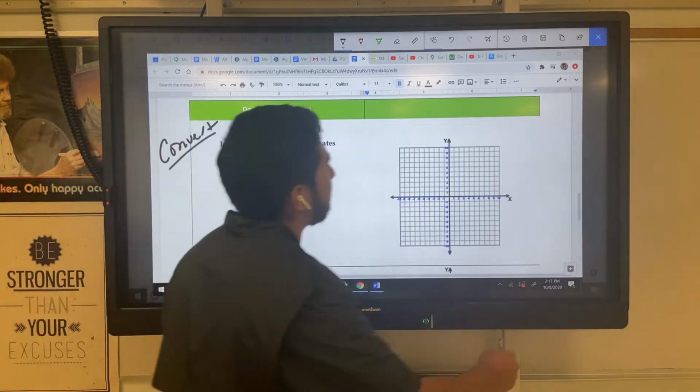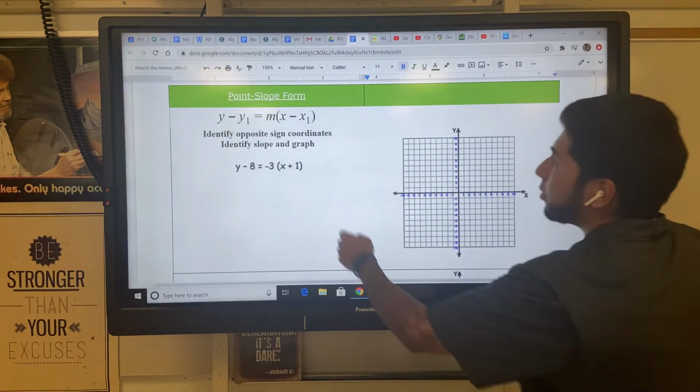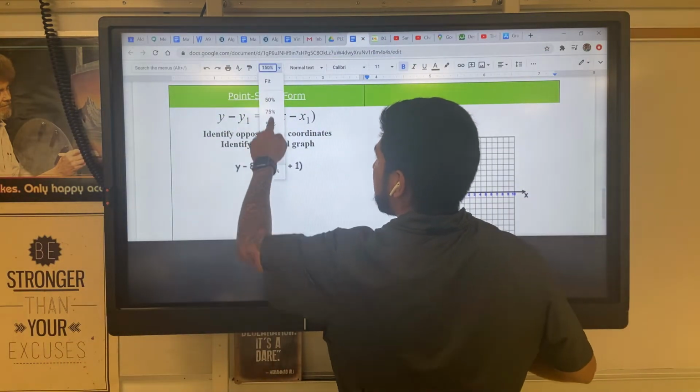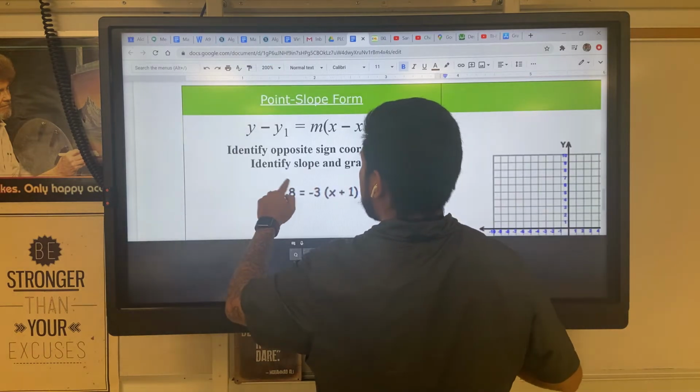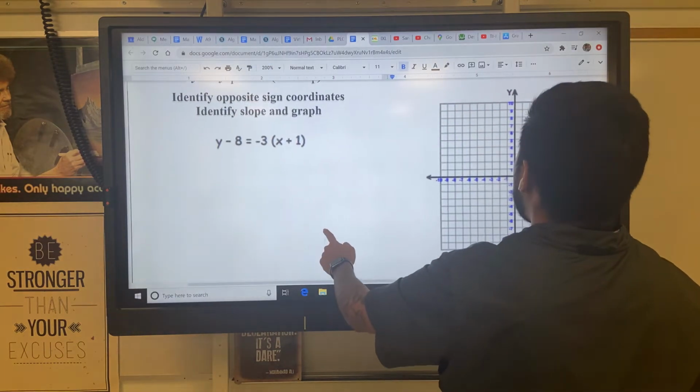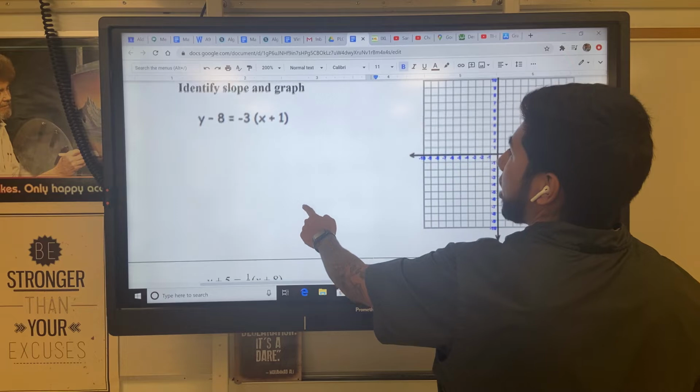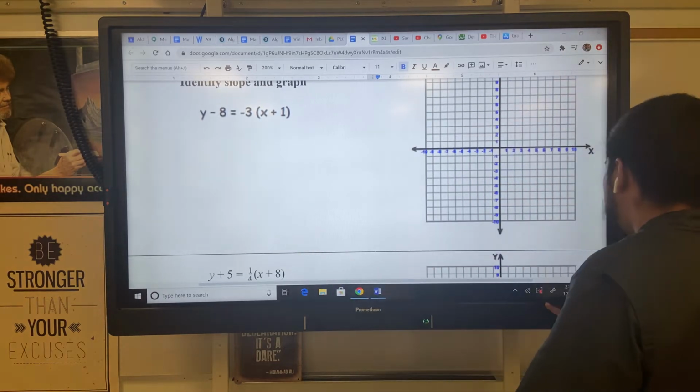So let's convert this. Let me zoom in a little bit. Give me 1 second. Oh, I don't like that. If I put 200, is it too big? No, it's perfect. All right, so I want to convert, identify, and then graph.